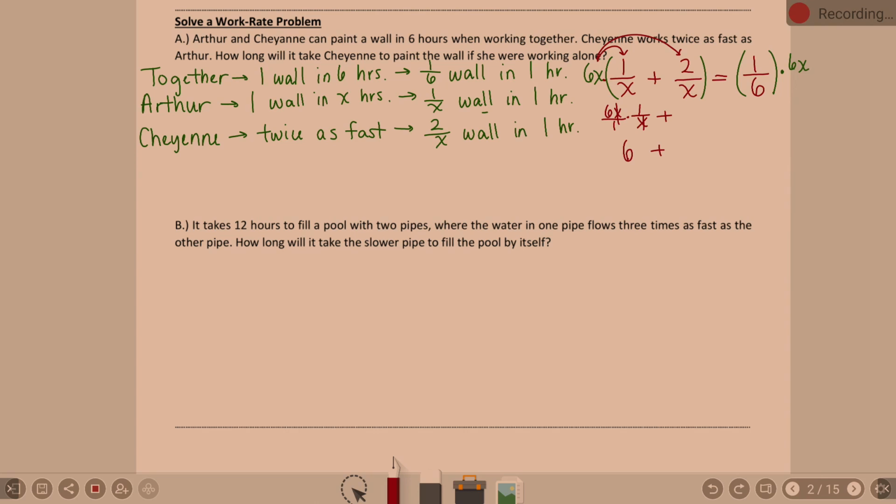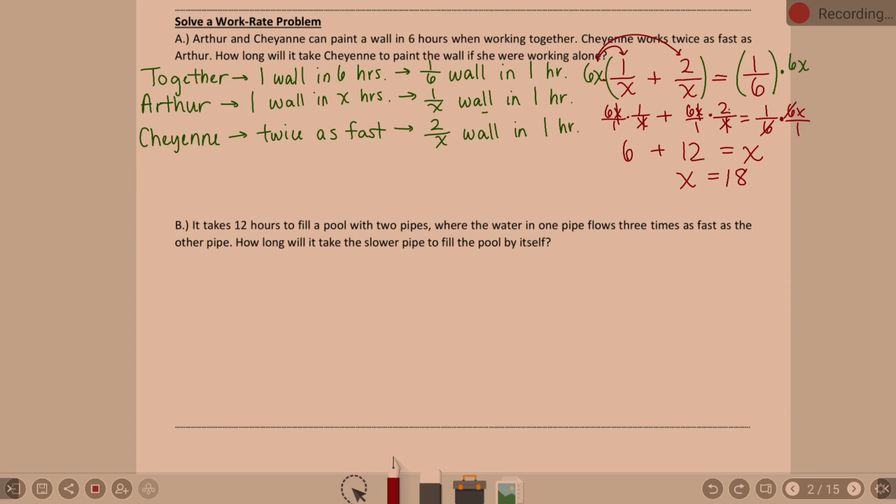Plus, now I'm doing 6x times 2 over x. So what about 6x times 2 over x? x's cancel, and what do we have? 6 times 2 is 12. Now, on the right, it's just 1 over 6 times 6x, which is 6x over 6. What cancels? 6's cancel, leaving me with x. What you got? We had the 6 and 12. Yeah, 6 plus 12 is 18. So x equals 18.